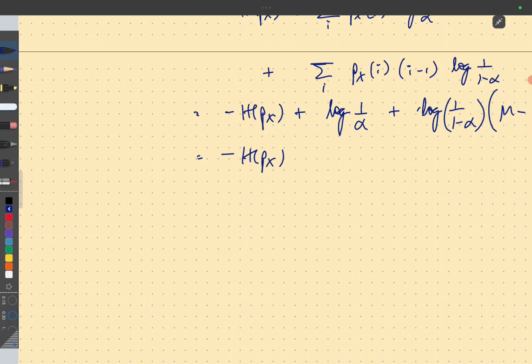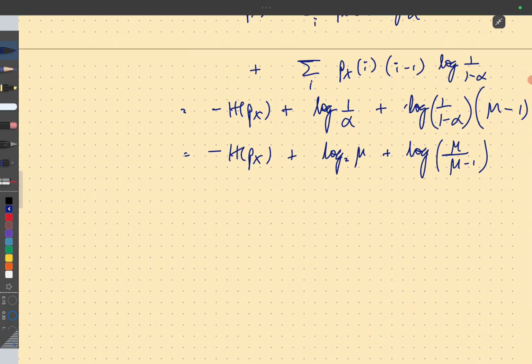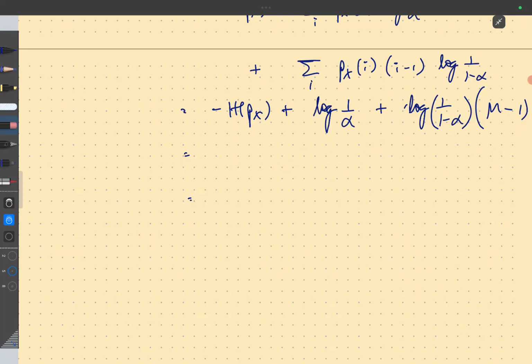minus entropy of Px plus log mu plus log, you can see this is mu by mu minus 1 times mu minus 1. Let me try to write it in a different way. I'll leave it as it is. I'll replace mu by 1 by alpha.